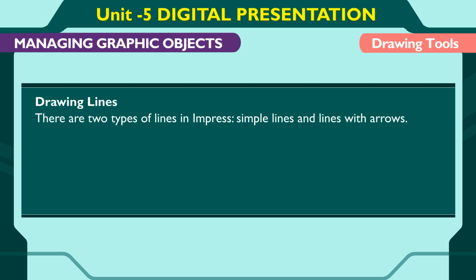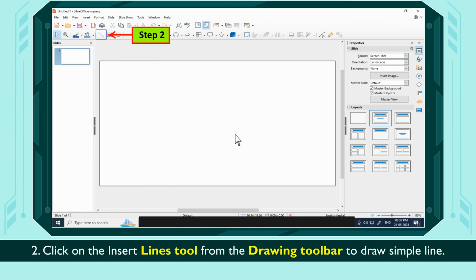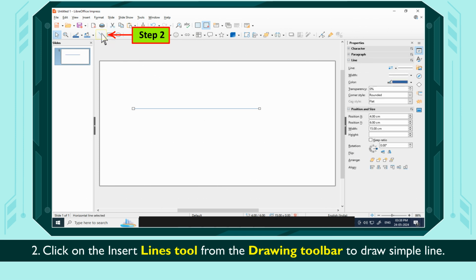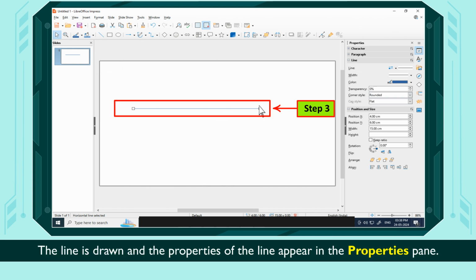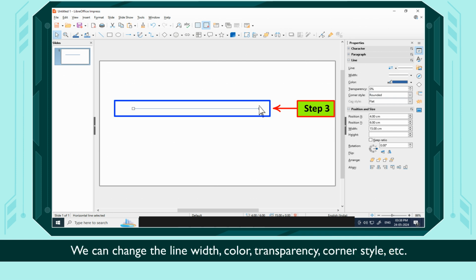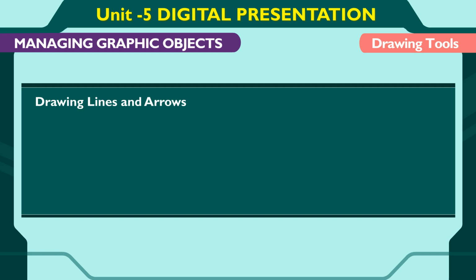Drawing lines. There are two types of lines in Impress: simple lines and lines with arrows. Follow the given steps to draw lines. 1. Open the slide in which the lines are to be drawn. 2. Click on the Insert Line tool from the Drawing toolbar to draw a simple line. 3. Drag on the slide to draw a line. The line is drawn and the properties of the line appear in the Properties pane. We can change the line width, color, transparency, corner style, etc. from the Properties pane.